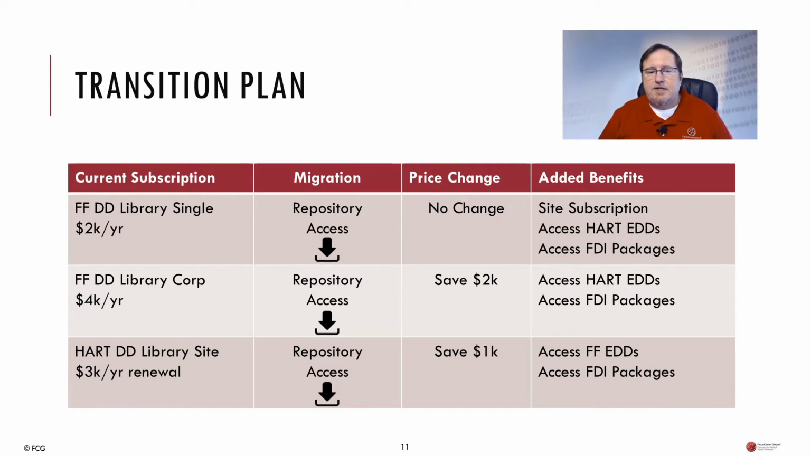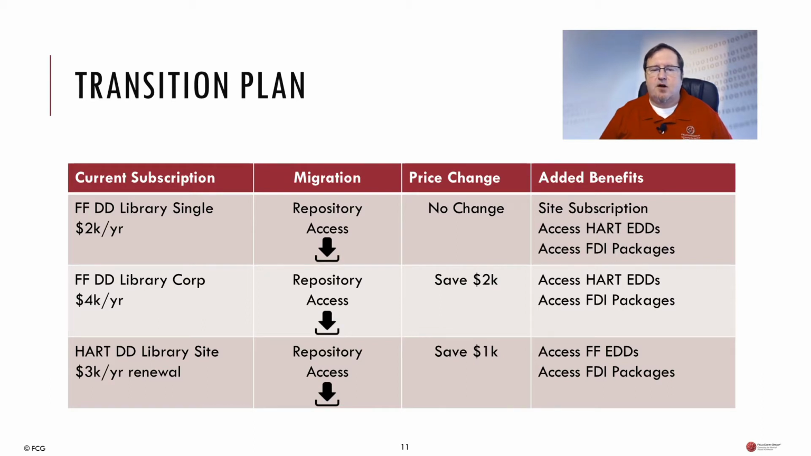So let's talk. If you have an existing FFDD library single site license, which you currently pay $2,000 annual subscription, you will migrate to the repository access, which has no price changes. The benefit, of course, is you'll have a site-wide subscription if you have multiple sites, and of course you'll be accessing all the HART DDs and the FDI packages. For those existing customers that are on the DD library corporate side, you will migrate to the same repository access, and you'll save $2,000 while gaining the benefits of access to the HART and FDI packages.